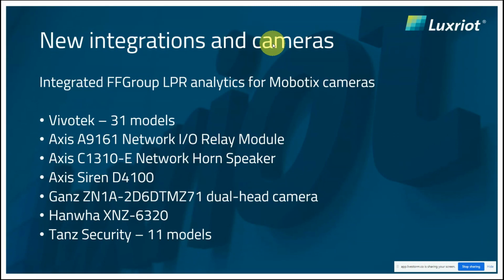We added 31 new camera models for Vivotek. Added 3 devices from Axis: a relay module, the network horn speaker, and the siren. And a couple of other cameras, one from Gans, one from ANPA, and a bunch of long-range thermal cameras from DAN Security. But this is more for border applications.